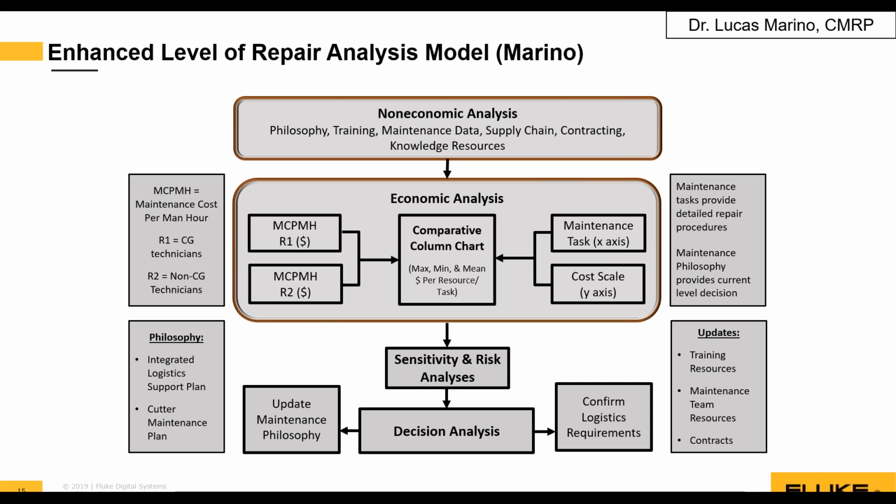Once we have that information, we really understand the needs of the piece of equipment. And then we can look at the economic piece. We can ask, how much does it cost us per hour to maintain this piece of equipment? That would be our maintenance cost per man hour. Now, in this example, we have two resources, Coast Guard technicians and everyone else. Those everyone else are considered non-Coast Guard technicians.